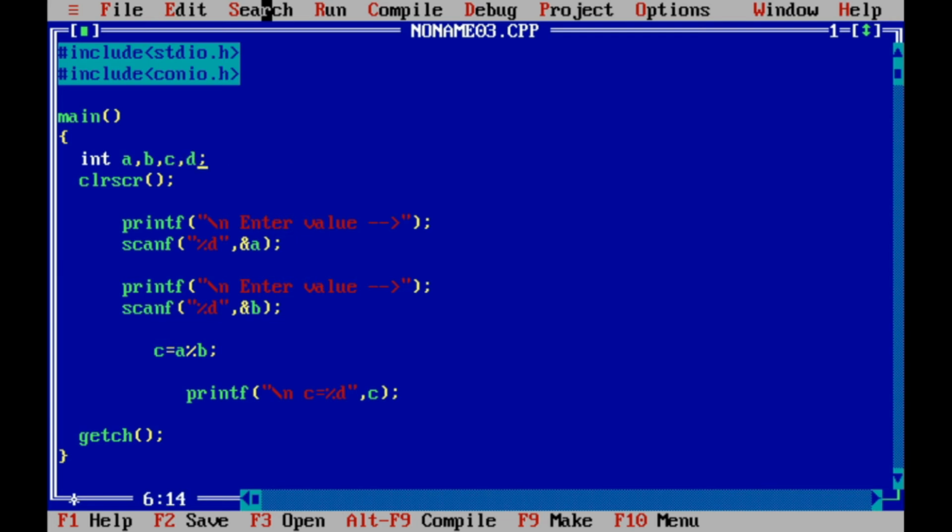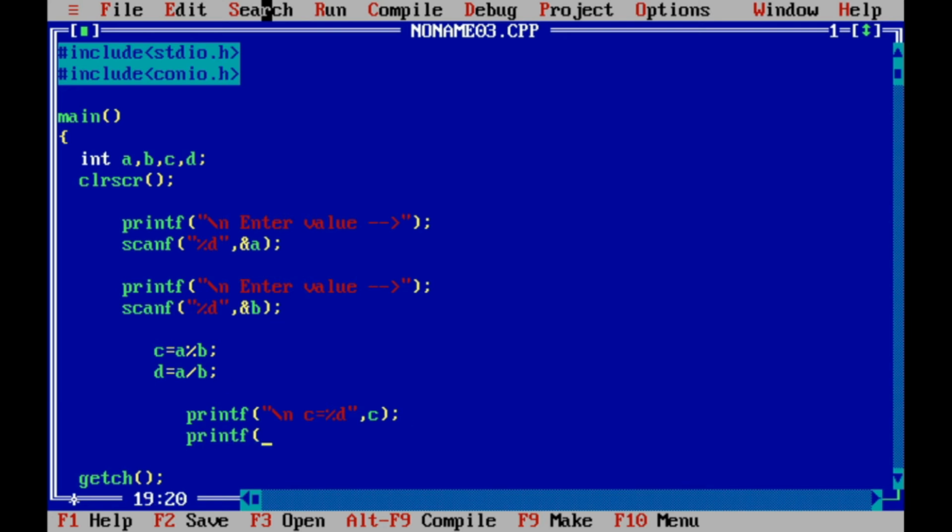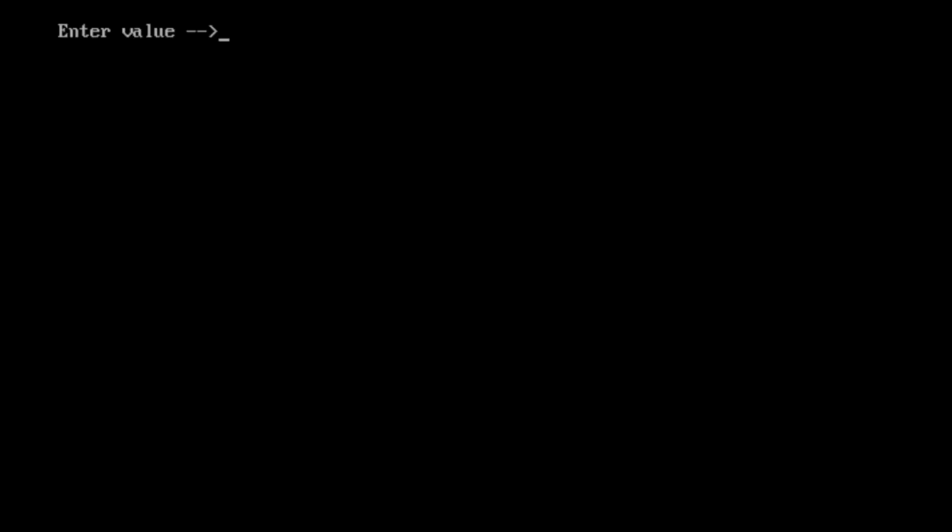So now we have one more variable, that is D, and here D equals A divided by B, and we are printing the value of D also using printf. So D equals %d, D. To run this program, Ctrl F9. Values 10 and 2.